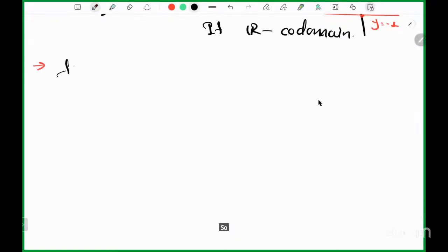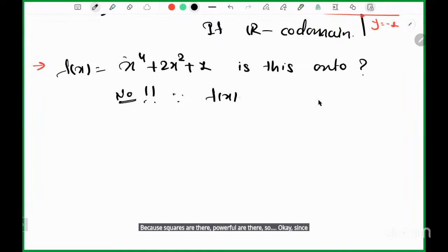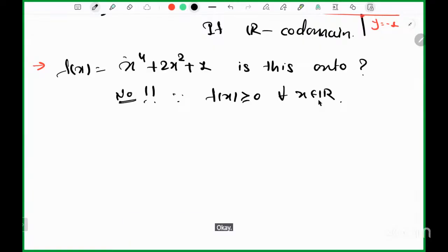One last question I want to ask. If I give you the function f of x, what function we started with, that is x to the power 4 plus 2x square plus 1 function, can you say is this onto? No, this won't be onto. Again, for real number, this is not onto. Because it's kind of obvious, it will always give you a positive number because squares are there, power 4 is there. Since f of x is always greater than or equal to 0, no matter what x you take, that's why it's not an onto function.